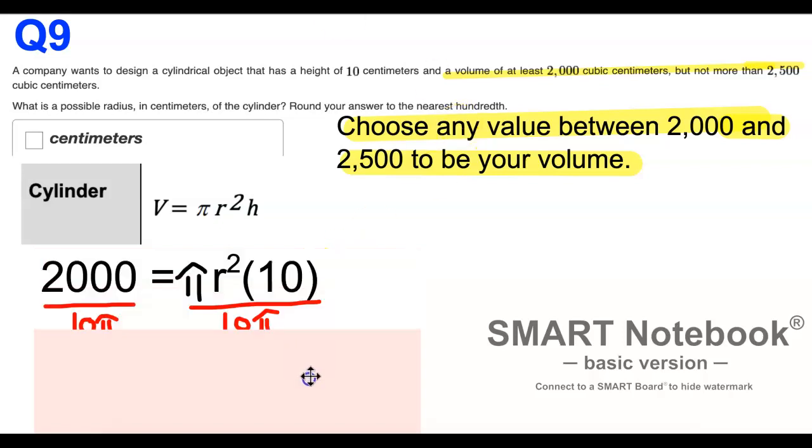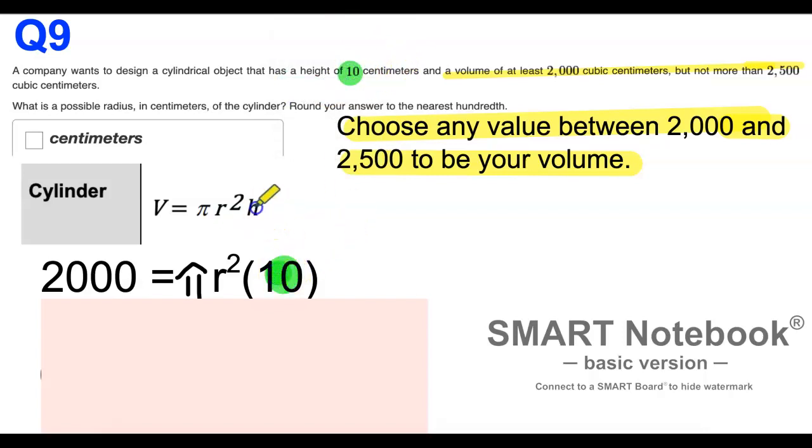Since I chose 2,000, I'm going to substitute 2,000 in for the volume. So 2,000 is equal to pi times the radius squared times 10, because the problem tells us that the height of the cylindrical object is 10. So that's what we're going to substitute in here for height.